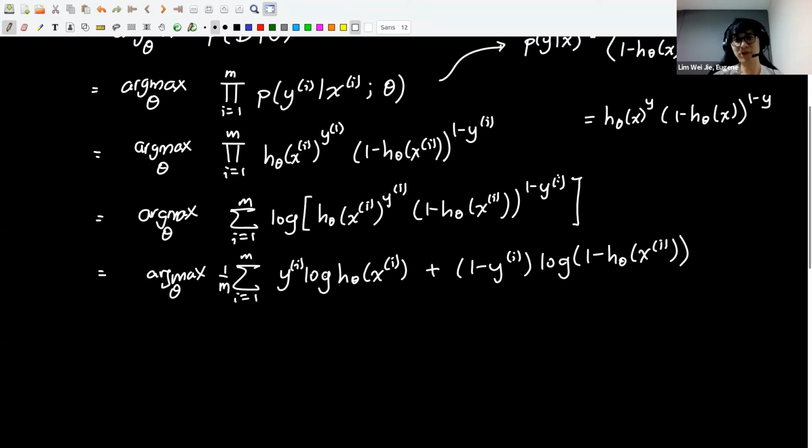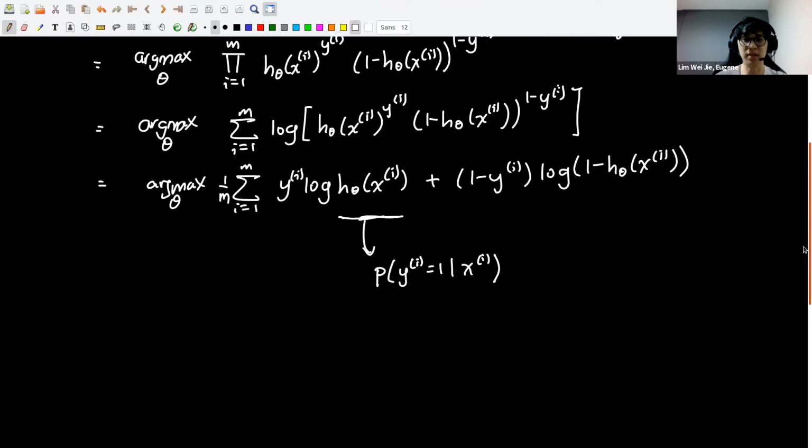Okay, so the next question that we want to answer is, what is this thing? What is this h theta of x here? We said at the start that this h theta of x is p of yi equals 1 given xi. So the question is, what is this? We know with hindsight that this is the sigmoid function, but now what we're going to do is to derive the sigmoid function. So let's start.